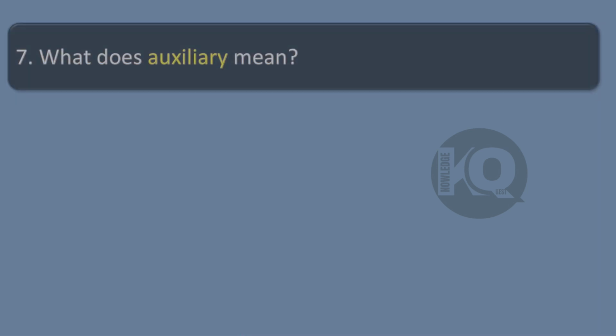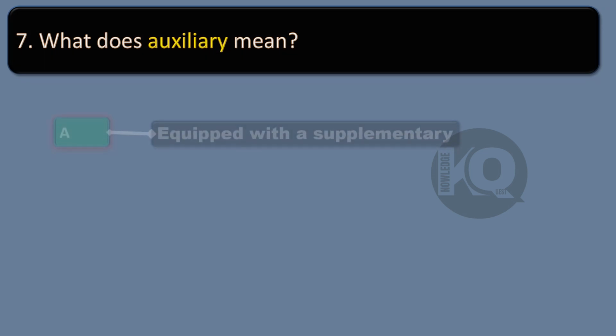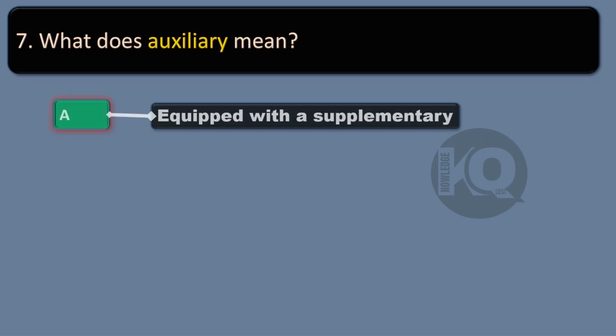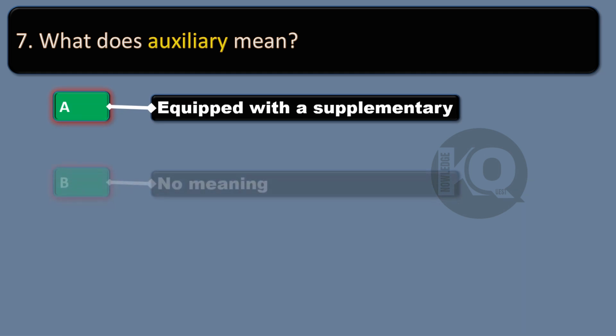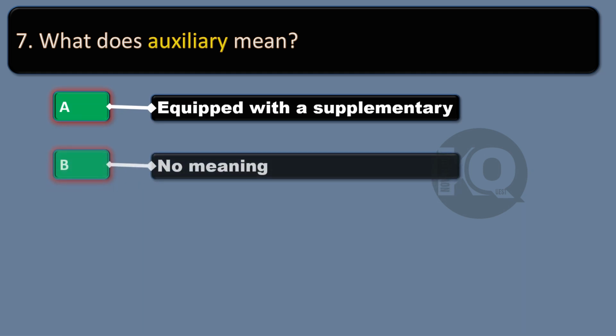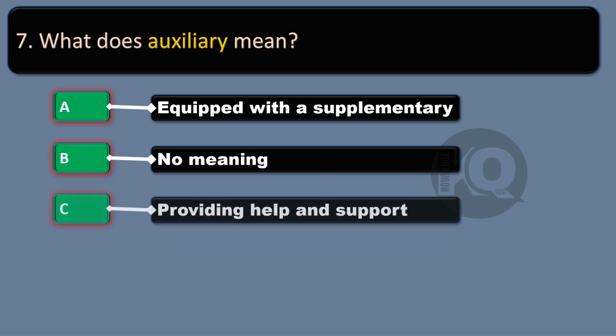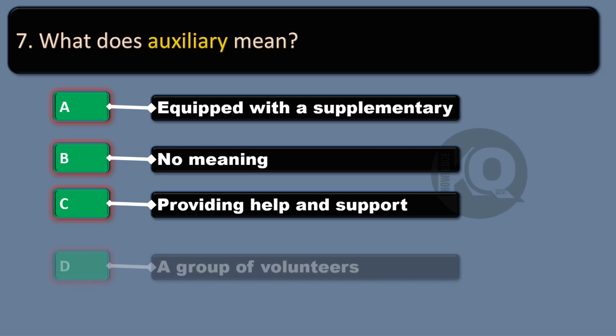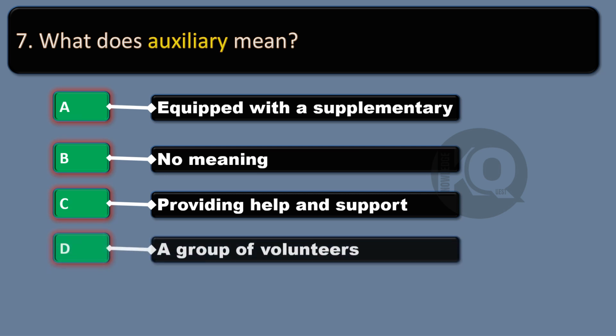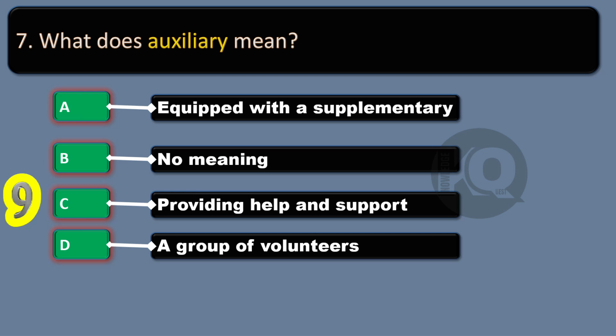Number 7. What does auxiliary mean? A. Equipped with a supplementary. B. No meaning. C. Providing help and support. D. A group of volunteers. 10, 9, 8, 7, 6, 5, 4, 3, 2, 1. Answer is letter C, which is providing help and support.